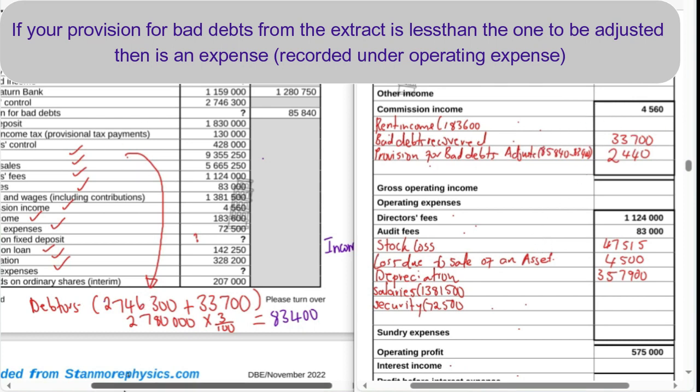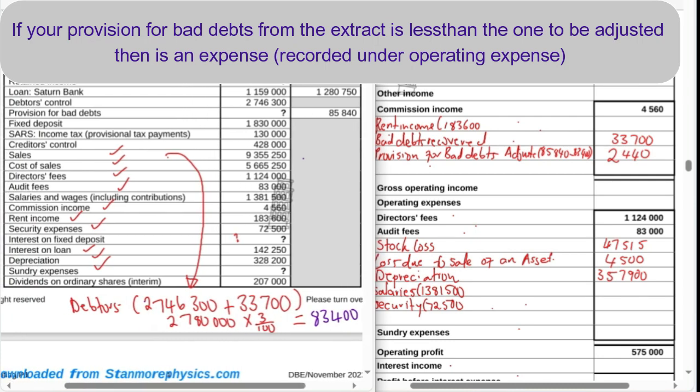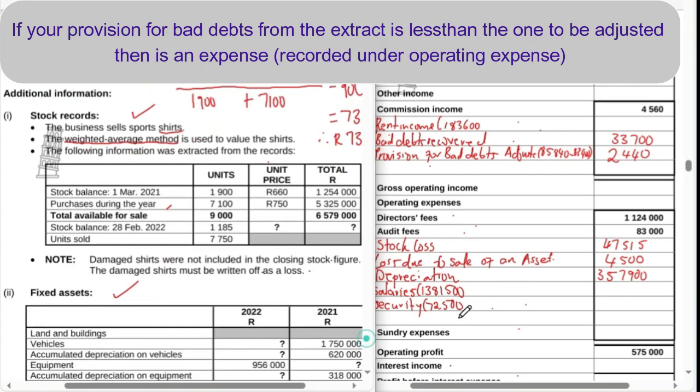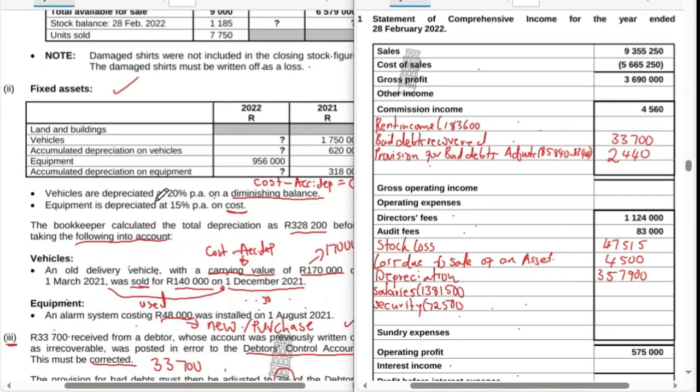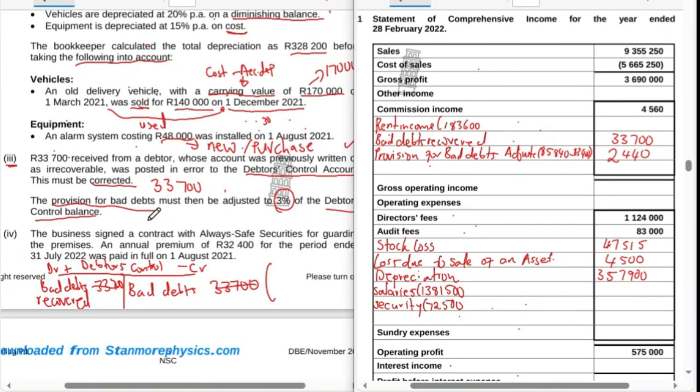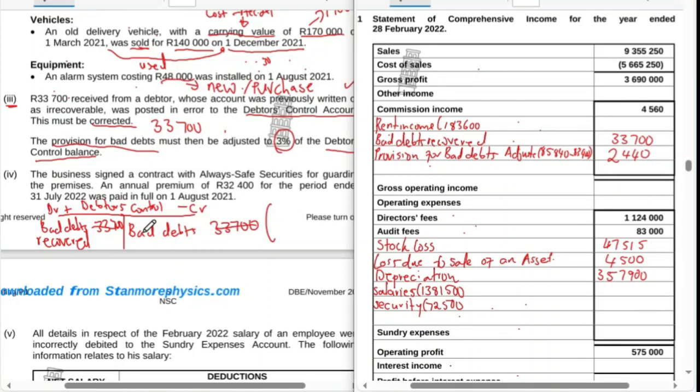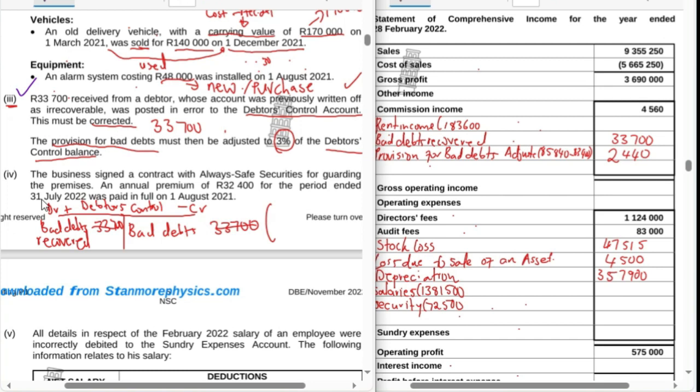But if ever our provision for bad debts from the extract or from our trial balance is less than the one to be adjusted to, then it's going to be an expense. It will be recorded under your what? Under your operating expenses. And then guys, let's continue with our adjustments. We are done with this adjustment. Now we go to adjustment number 4.